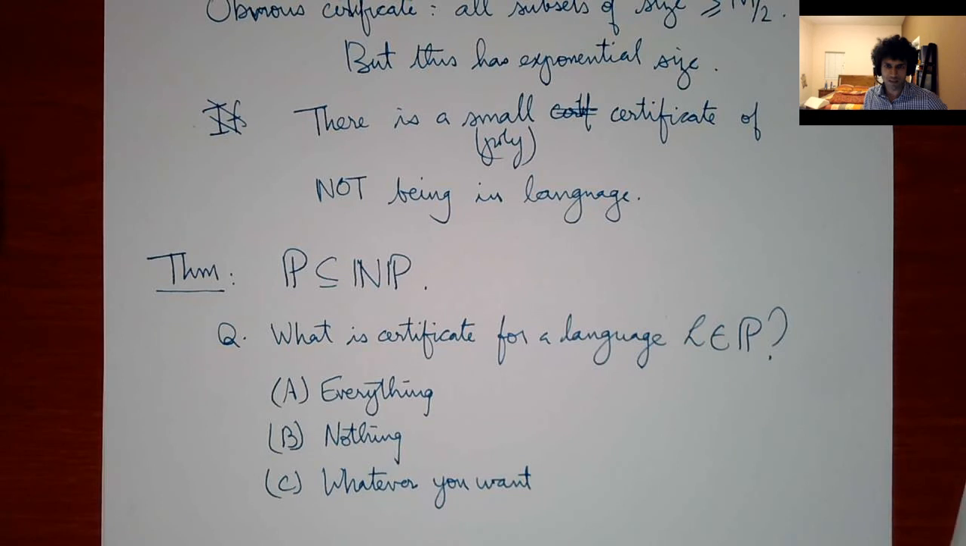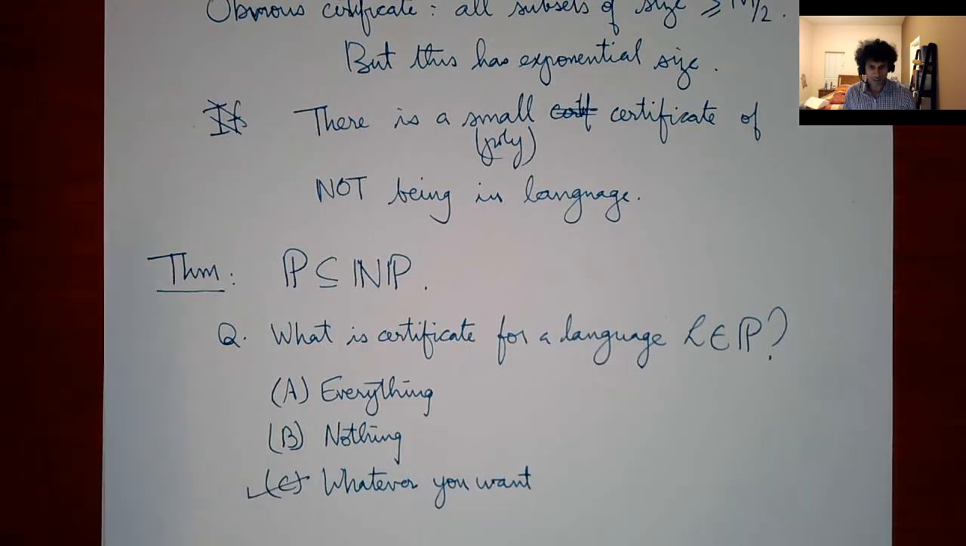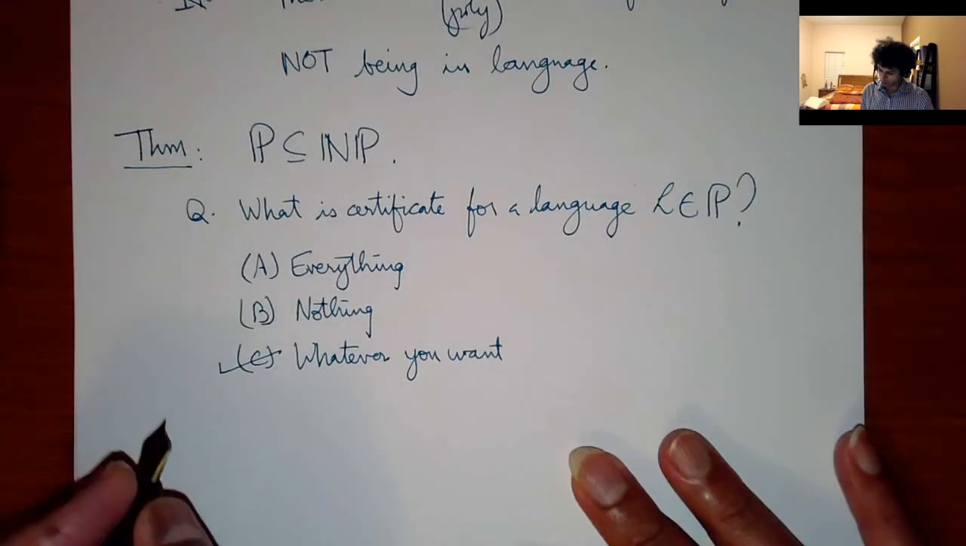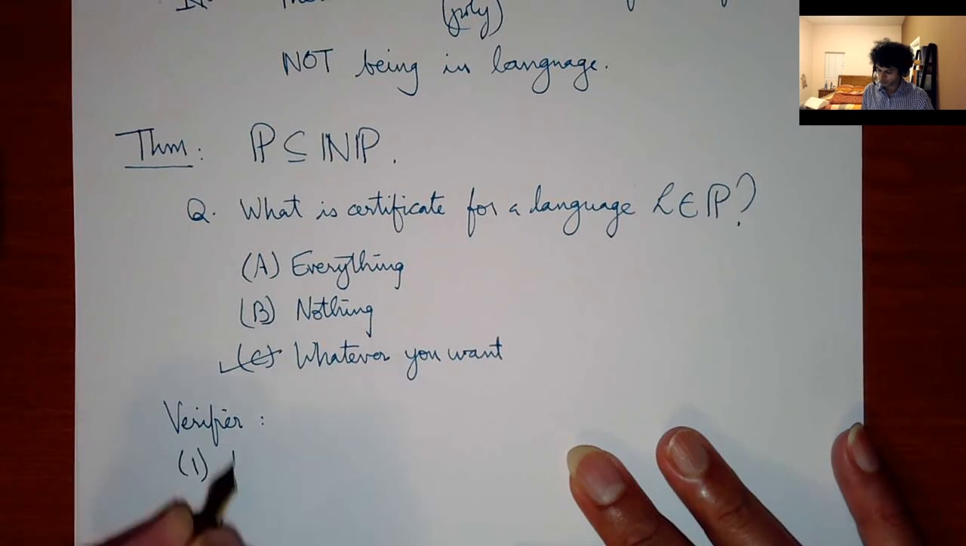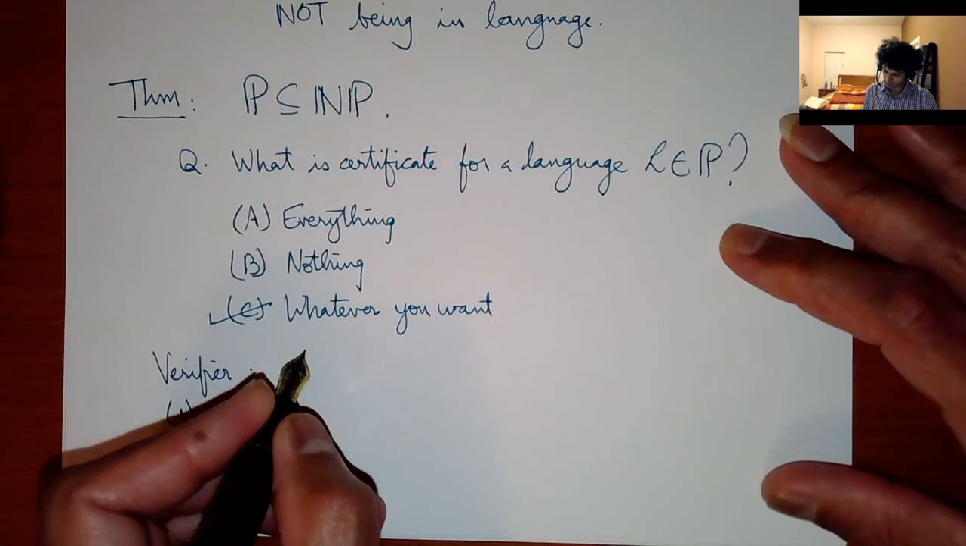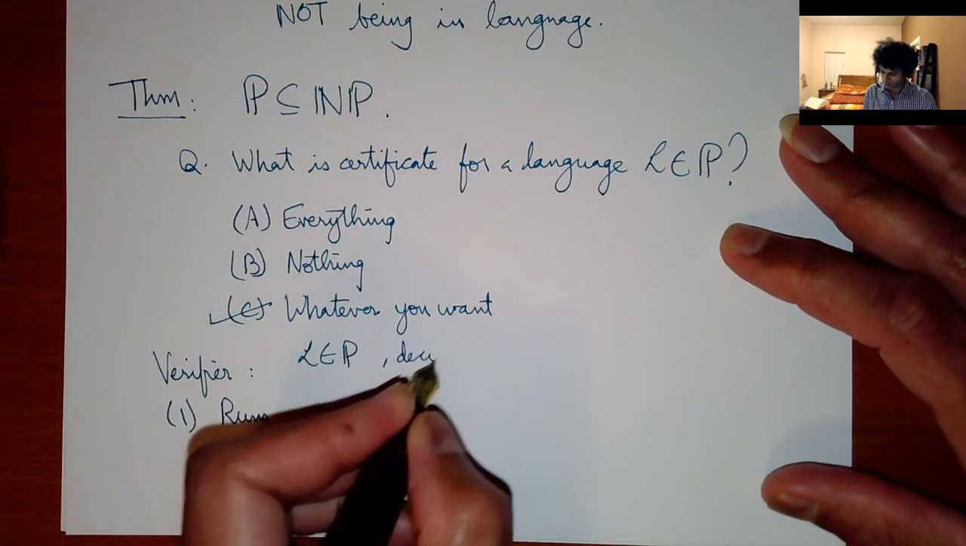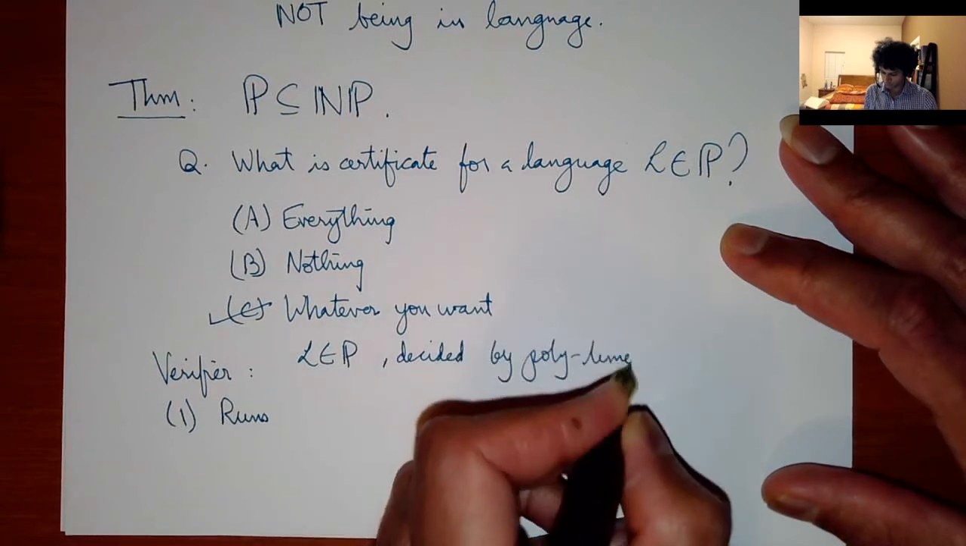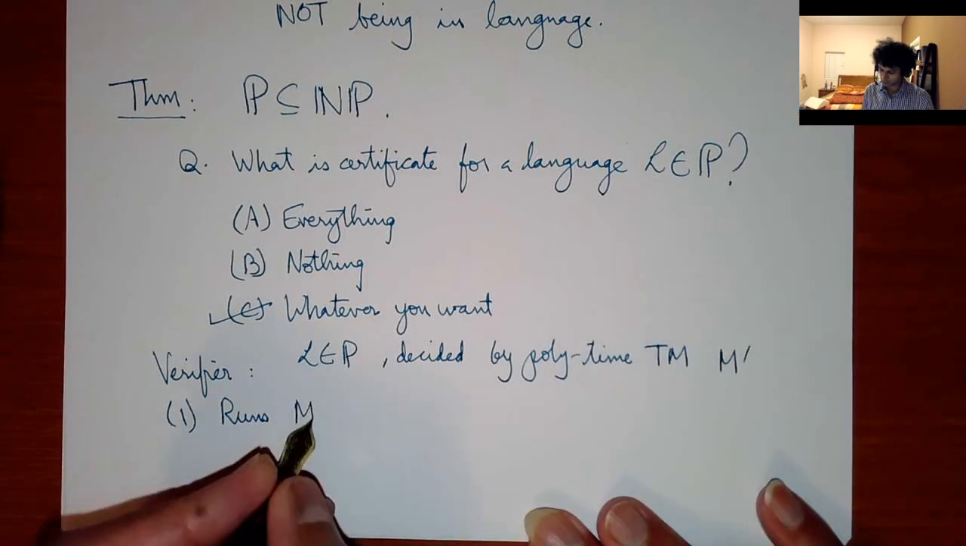I guess what I mean to say is, can you design a verifier where the certificates are, let's say, some subset of your choice? So more clearly, what is the verifier going to do? The verifier first just runs, suppose L is in P, decided by a polytime Turing machine M prime. So the verifier just runs M prime of X.